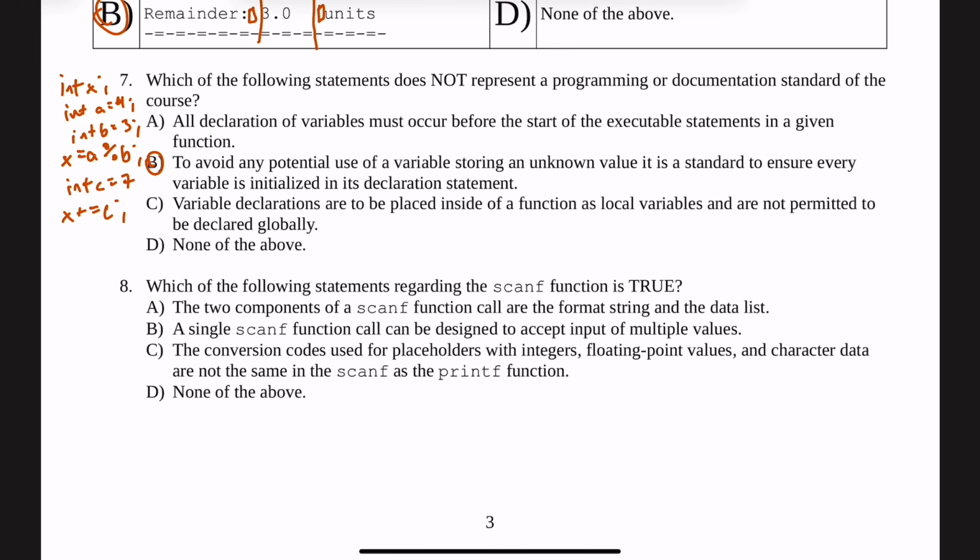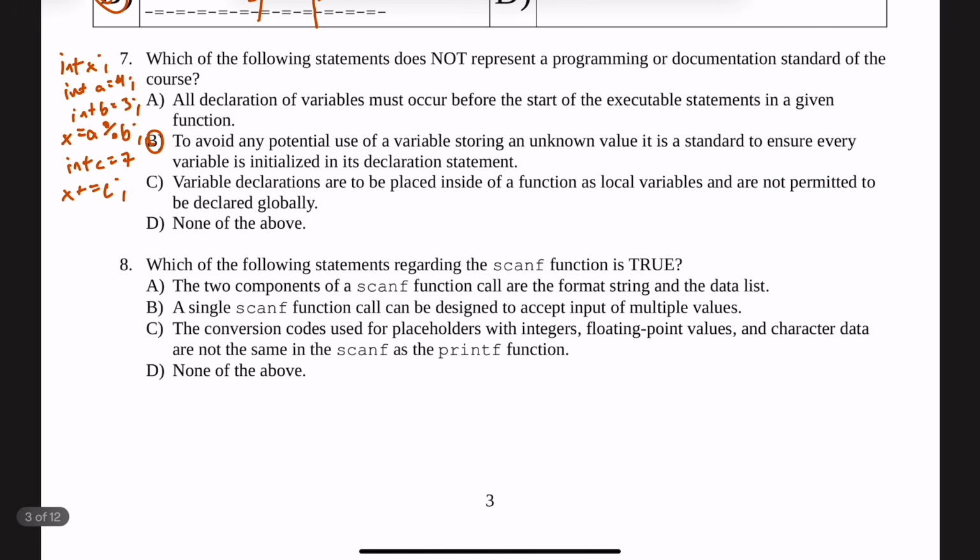Question 8. Which of the following statements regarding the scanf function is true? A, the two components of a scanf function are the format string and the data list. So this is a really tricky one. Remember what our scanf looks like.